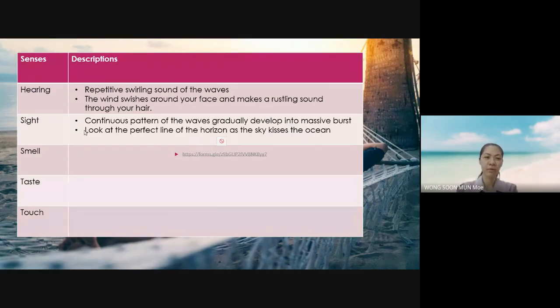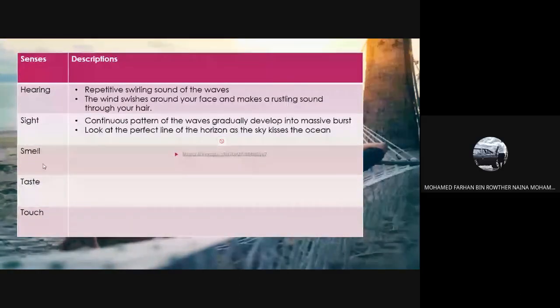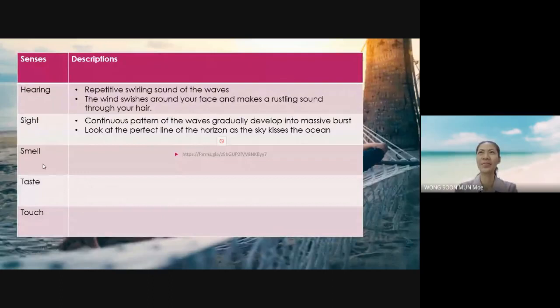All right. What about smell? What can you smell on the beach? Urine smell. Okay. What about the others? I only hear Farhan talking. What about the others? Farhan, call someone else.